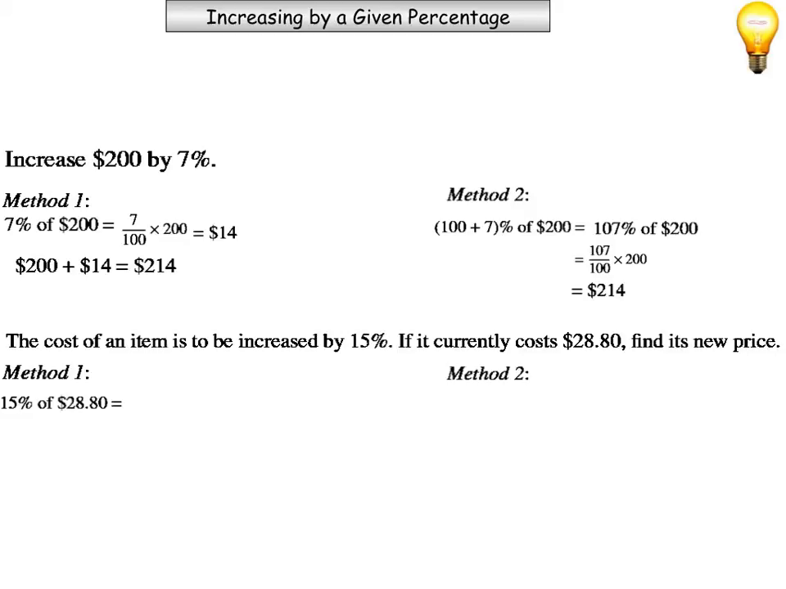Alright, so we're trying to find the amount that it's being increased by, which is the 15%. So we write the percentage as a fraction of the original amount and multiply them together, which gives us $4.32. So the new price is going to be the percentage increase that we found, which is the $4.32, added to the original price. So your answer should have been 33.12.